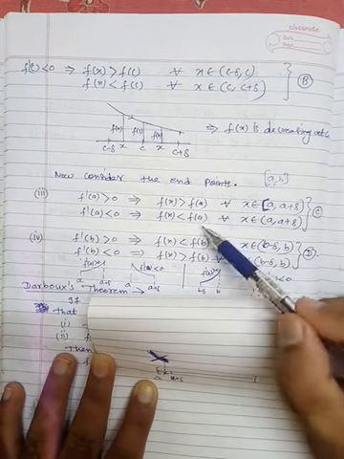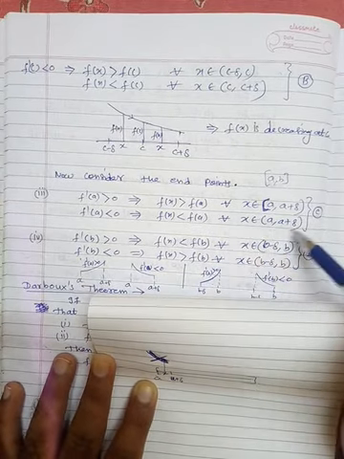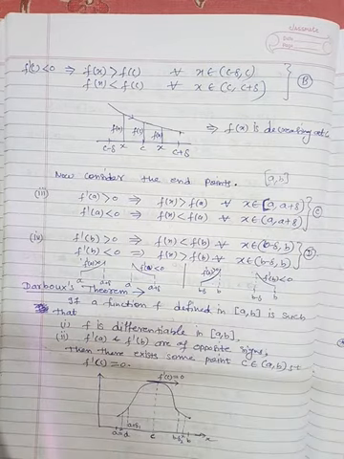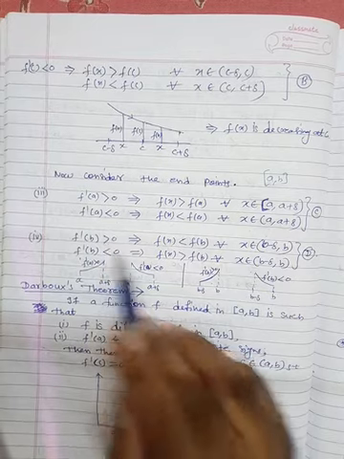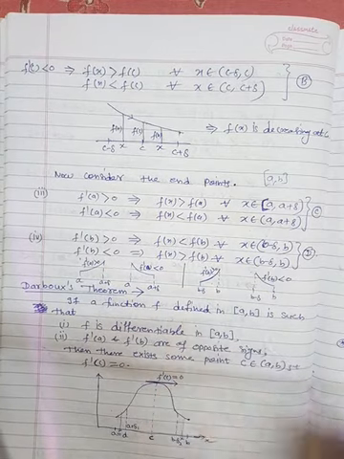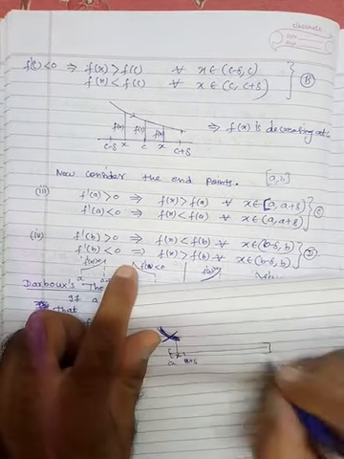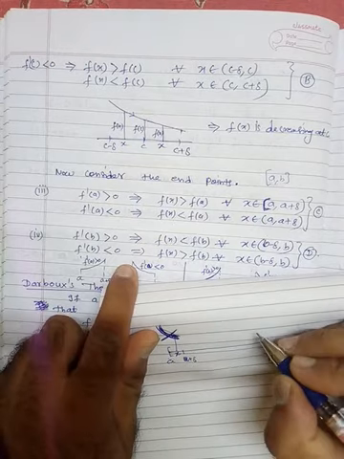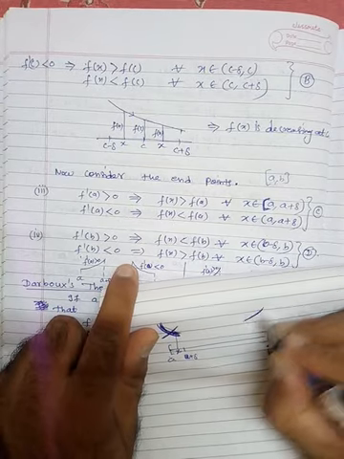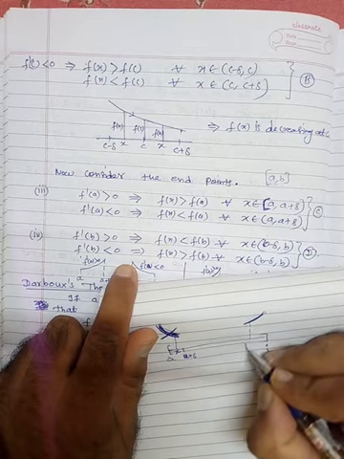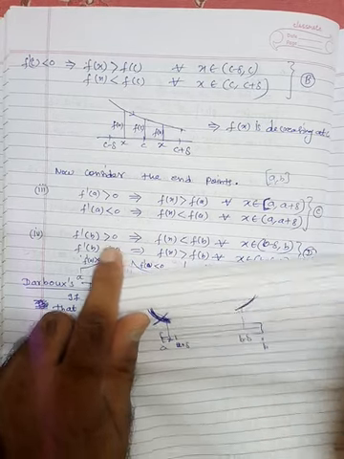So f of x is less than f of a for all x belonging to a plus delta. Similarly for b, if f dash b is positive, this is b. Positive means increasing pattern, so we are getting this type of pattern here, b minus delta to b.